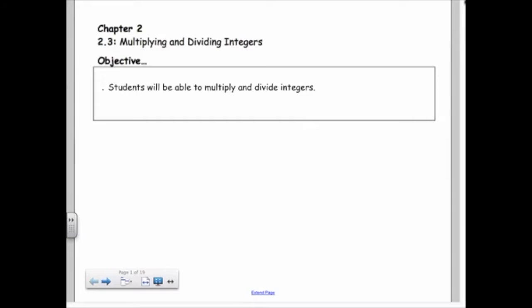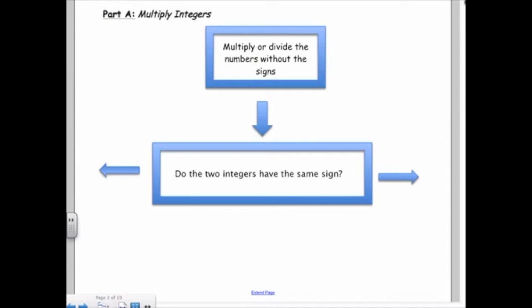So in today's lesson, students will be able to multiply and divide integers. Before I even go over how to multiply and divide integers, I'm going to make one thing very clear. Multiplying and dividing integers are so easy that students forget their adding and subtracting rules. So please keep that in the back of your mind when you're learning this lesson today: when you multiply and divide, the rules are a lot easier to understand than when you add and subtract integers.